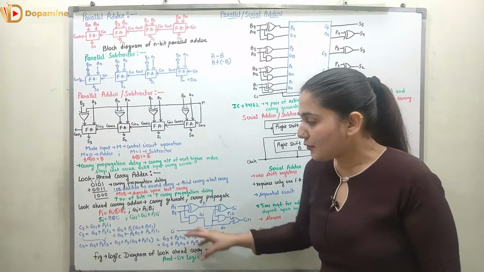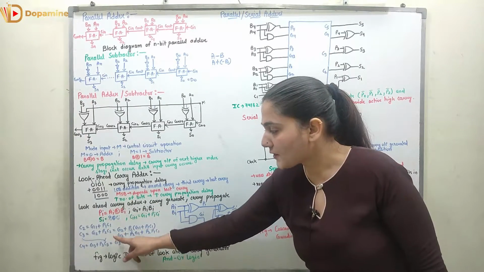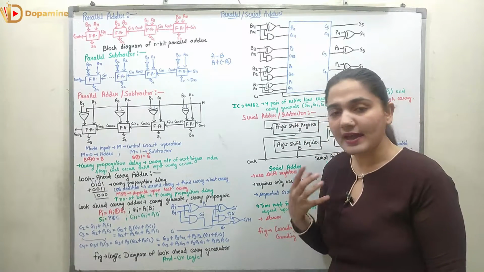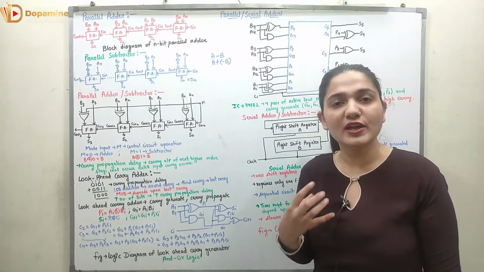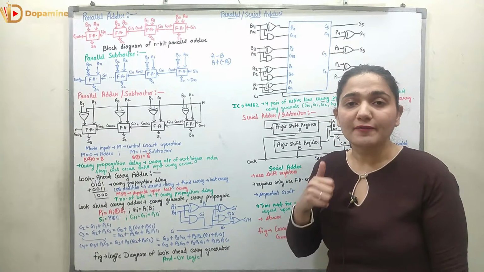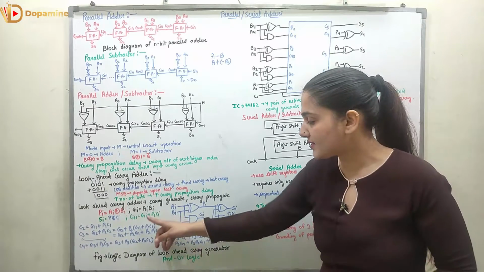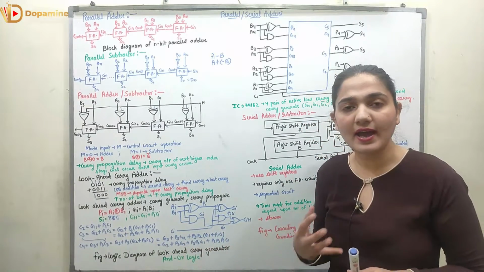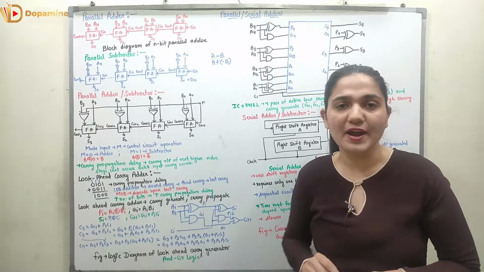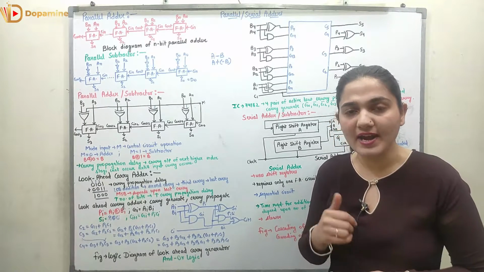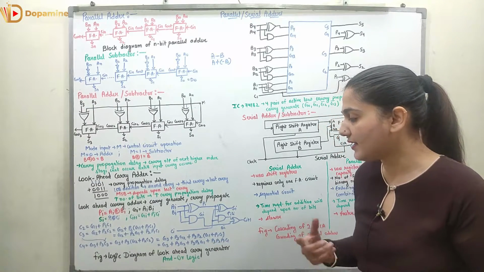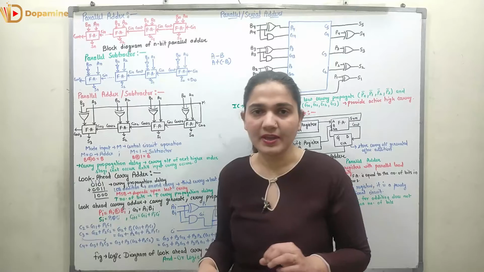Now I know what is my C2, I know what is my C3, I know what is my C4, right? So I can make the logic diagram of the look ahead carry generator with the help of AND OR logic, right? When I know the various C1, C2, C3, I can make the various outputs with the help of AND OR logic. Similarly, I can use the NAND logic, NOR logic also, and I can make the look ahead carry generator's logic diagram, right?